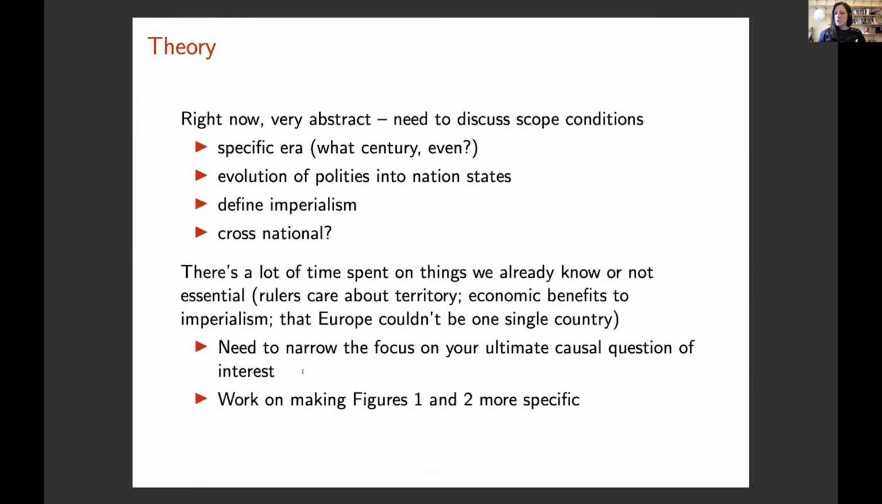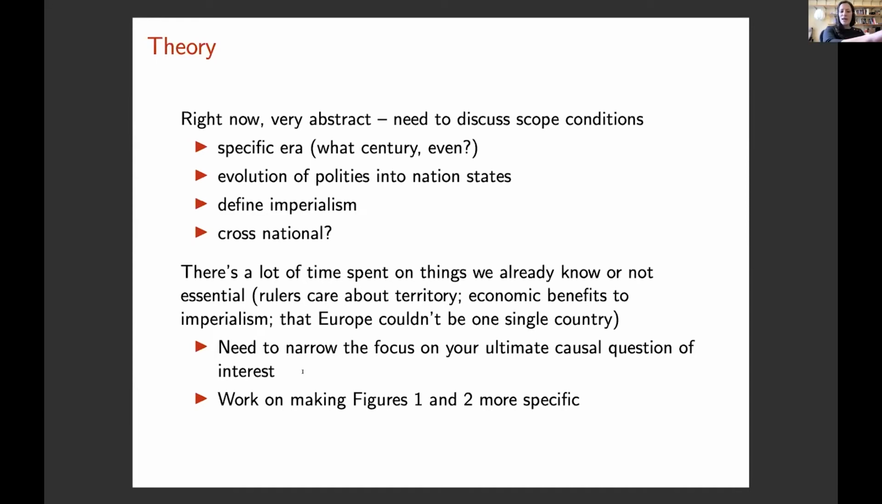And also, I think you spend a lot of time on things we already know or that are not essential, right? So rulers care about territory. I don't think you need to prove that there are economic benefits to imperialism, or that Europe couldn't be a single country because there were various geographic constraints. This is not necessarily new, and I think it takes up a lot of space that could be used to better discuss some of your mechanisms that are more interesting, I think more novel, right?